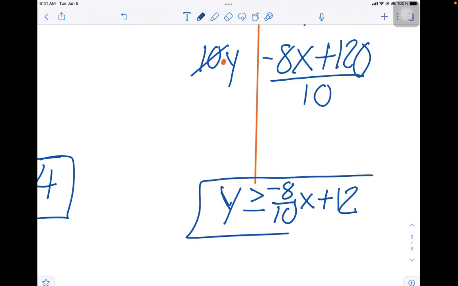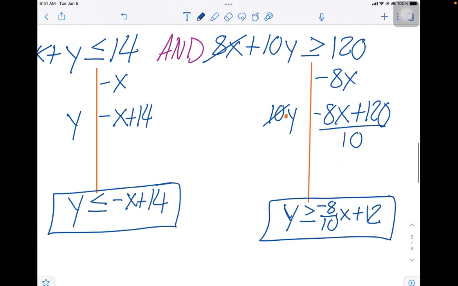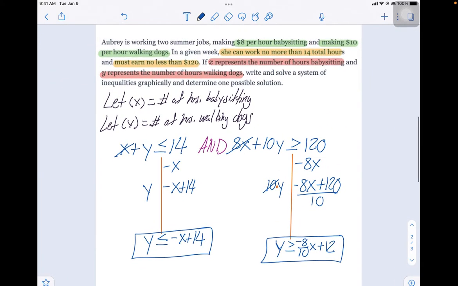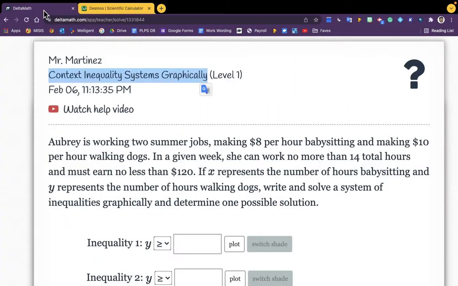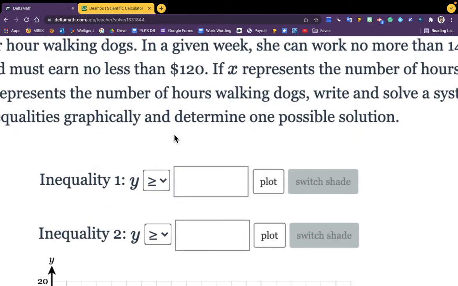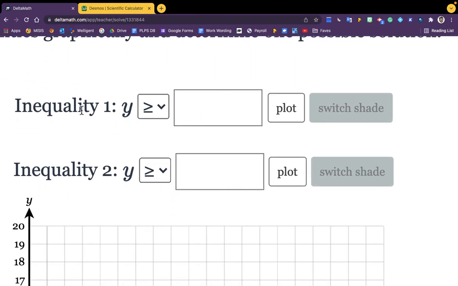And I have my second equation. And there you go. Look at that. I have my two equations. Now, kiddos, I'm going to go back and look over here, and here's my problem. Look, same exact problem. Now, does everyone here see inequality 1, inequality 2?